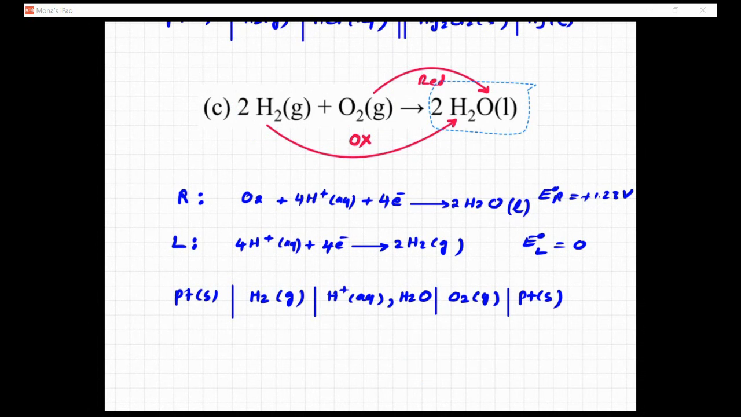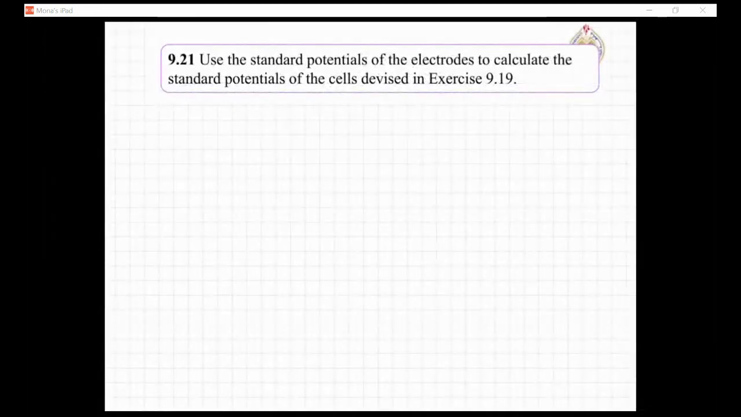In the container, I will have O2 gas at one side, H2 gas at the other side, and I will have H2O and H plus in the solution. So this is it.